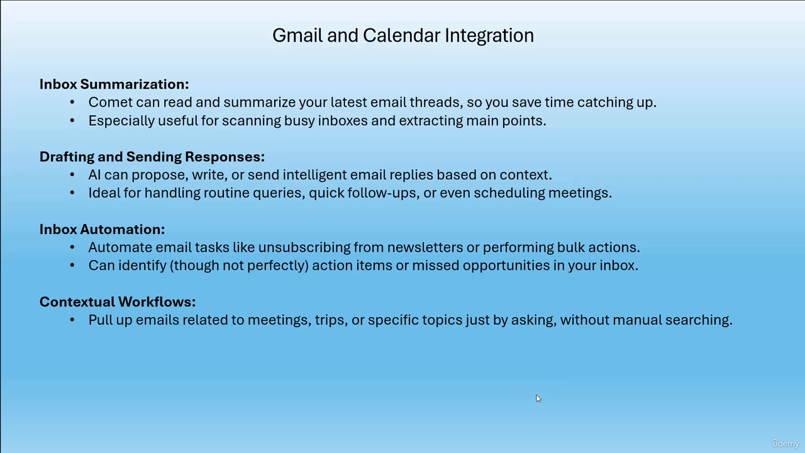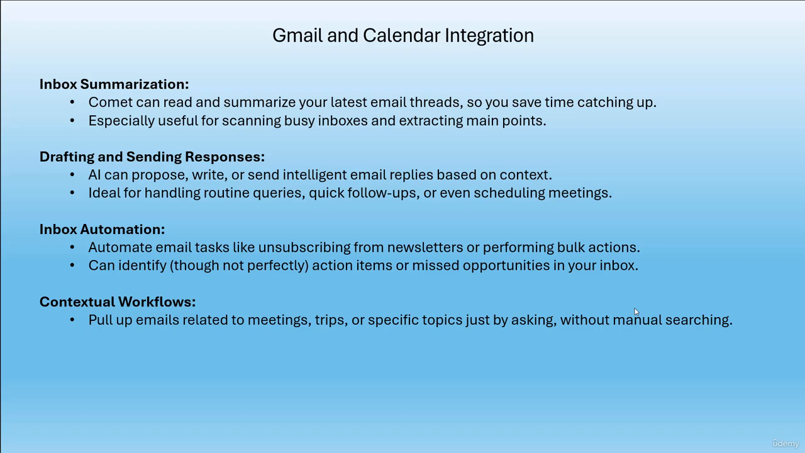A lot of us use Outlook, and that's not going to be as useful here. It's especially useful for scanning busy inboxes and extracting main points. Again, that's assuming that Gmail is your main email provider. And then drafting and sending responses. So AI can propose, write, and send very intelligent email replies based on context and content. Ideal for handling routine queries, quick follow-ups, and even scheduling meetings.